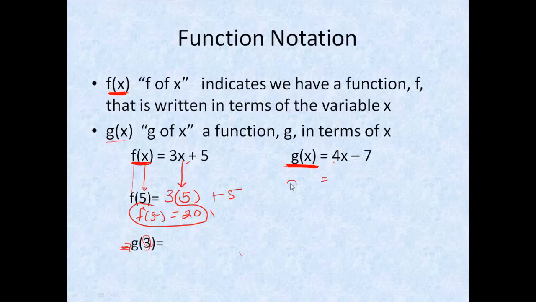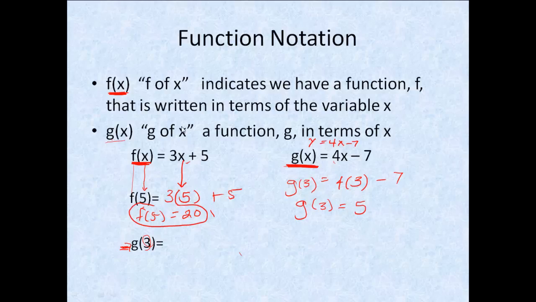So I would have 4, and then instead of that x, I put a 3 in, solve that one out, and I get 5. g of 3 is equal to 5. So this is telling me that my function g, when I evaluate it for x equals 3, I'm going to get back a 5.